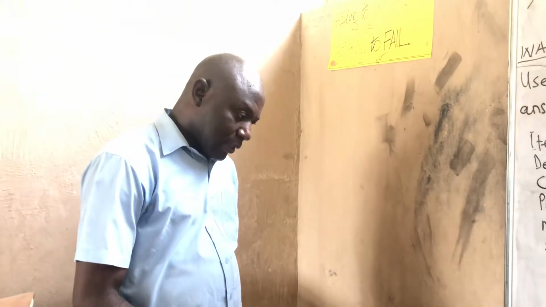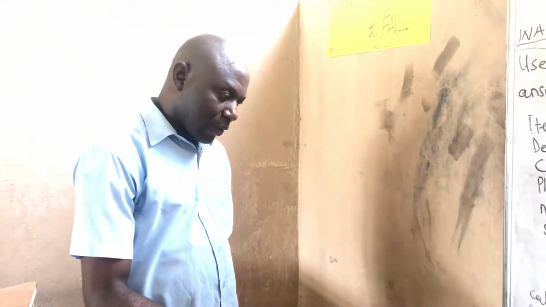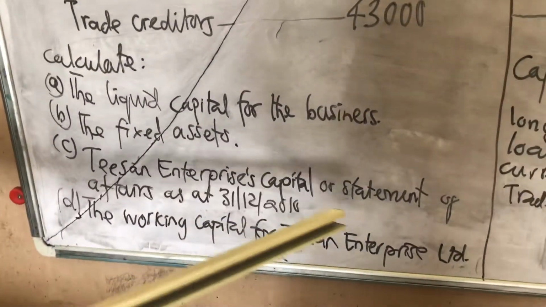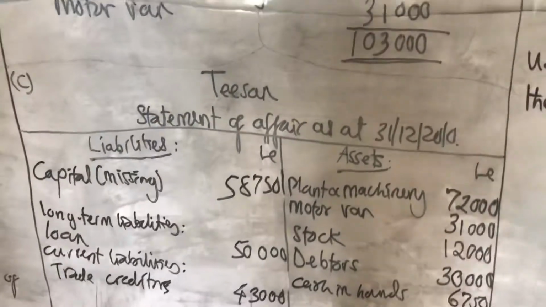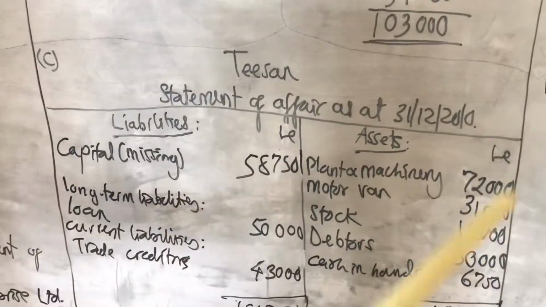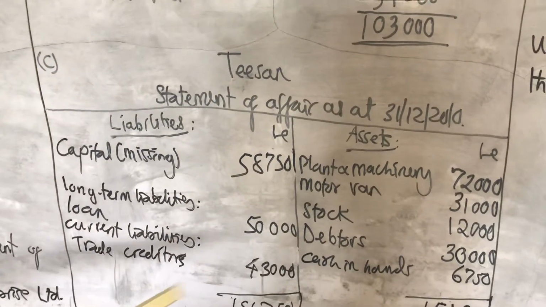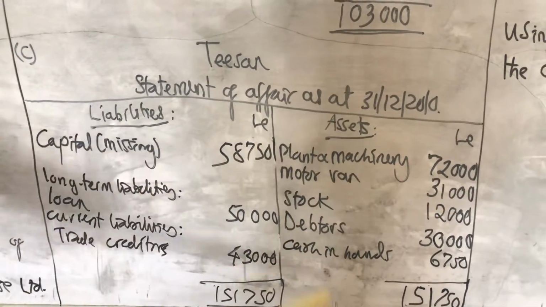Now, question C. Calculate Tisan Enterprise capital or statement of affairs. So, yeah, there are two ways you can do that. You either use the T form. For those of you that have an account, this is not a problem. All right. So the other side here, assets.